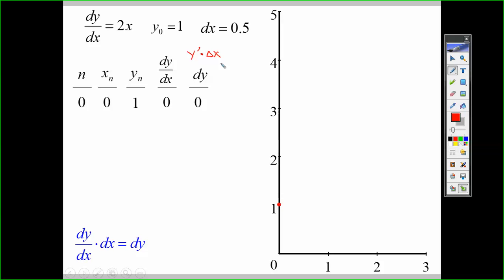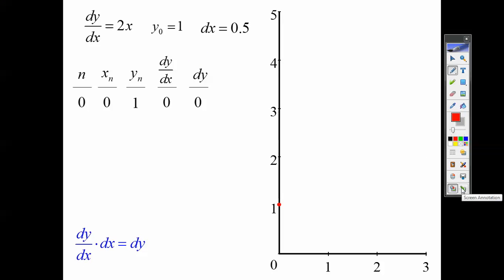Okay? You might even write that in, rise over run times run. And that gives you rise. So that's what that column is right there, is the rise. Now this is easy, because obviously if the slope is 0, we're not going to rise, right? We're not going to go up.